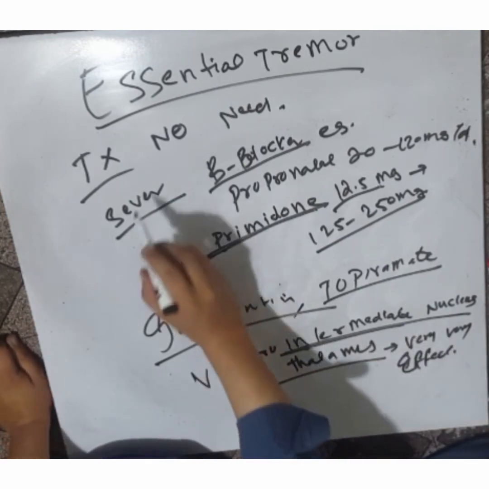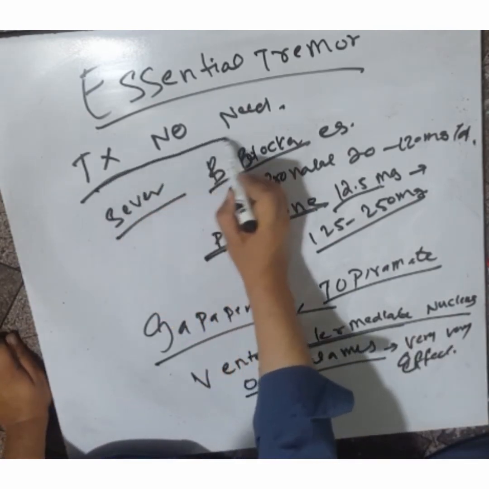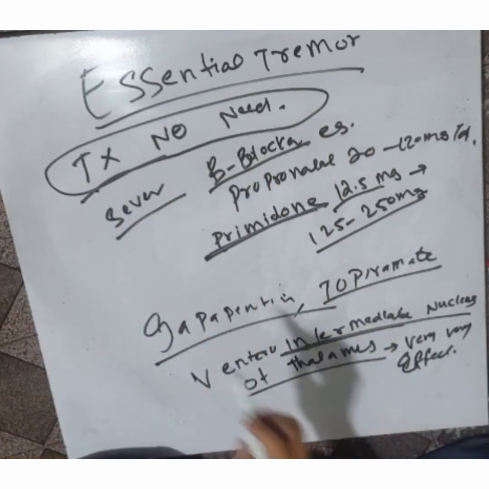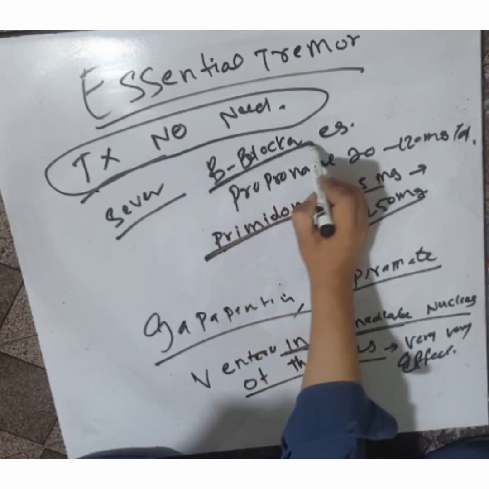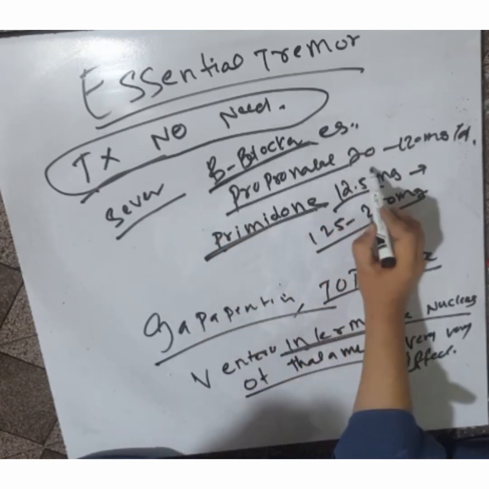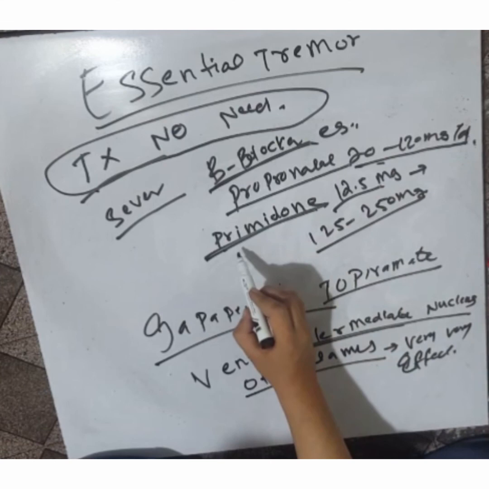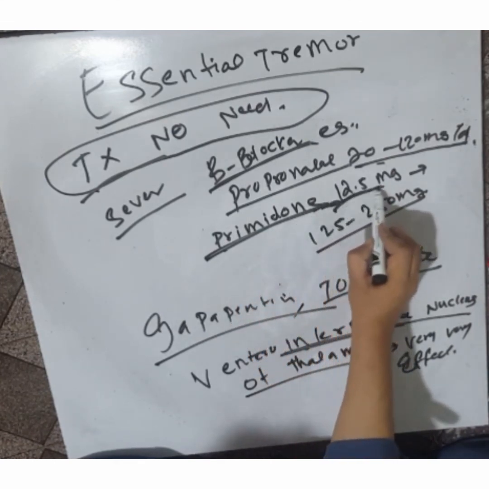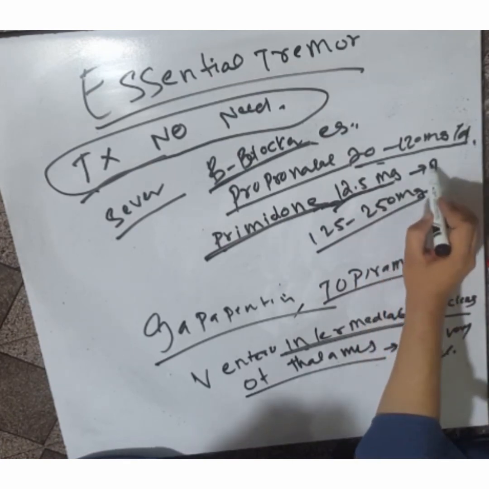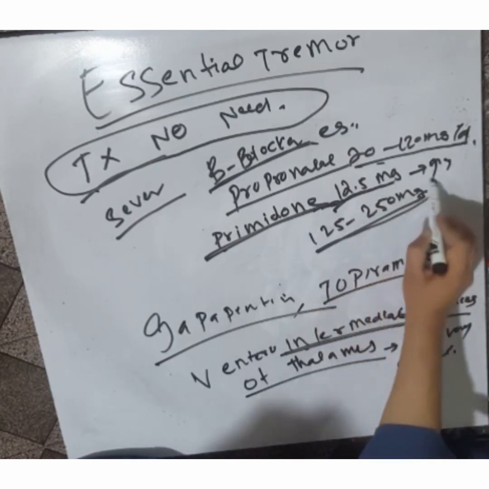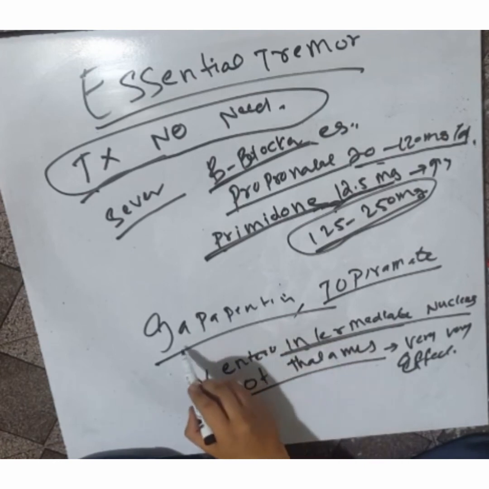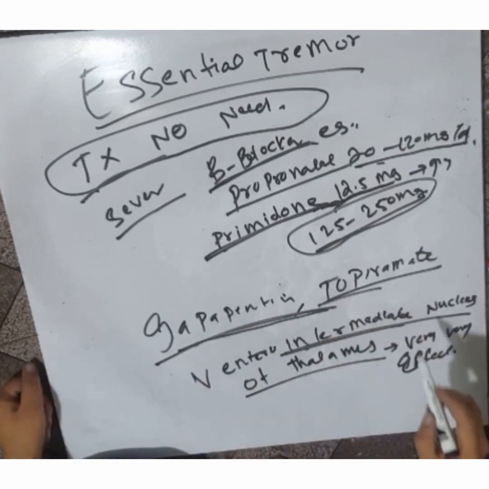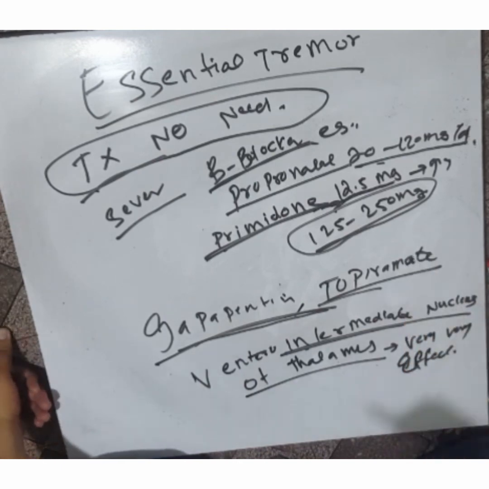Now we discuss the treatment of the essential tremor. Generally no need of treatment in mild cases of the essential tremor. In severe cases, we give a beta blocker. Example, propranolol 20 to 120 mg per day. Primidone, starting dose is 12.5 mg, then we will increase slowly to 125 mg to 250 mg per day. We can also give gabapentin and topiramate, which is an anti-seizure drug.